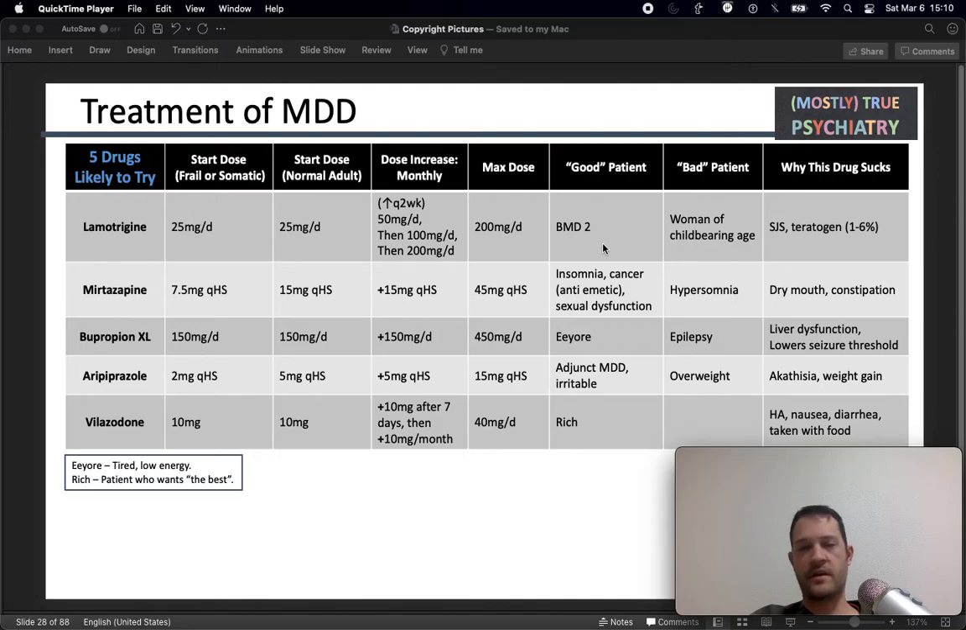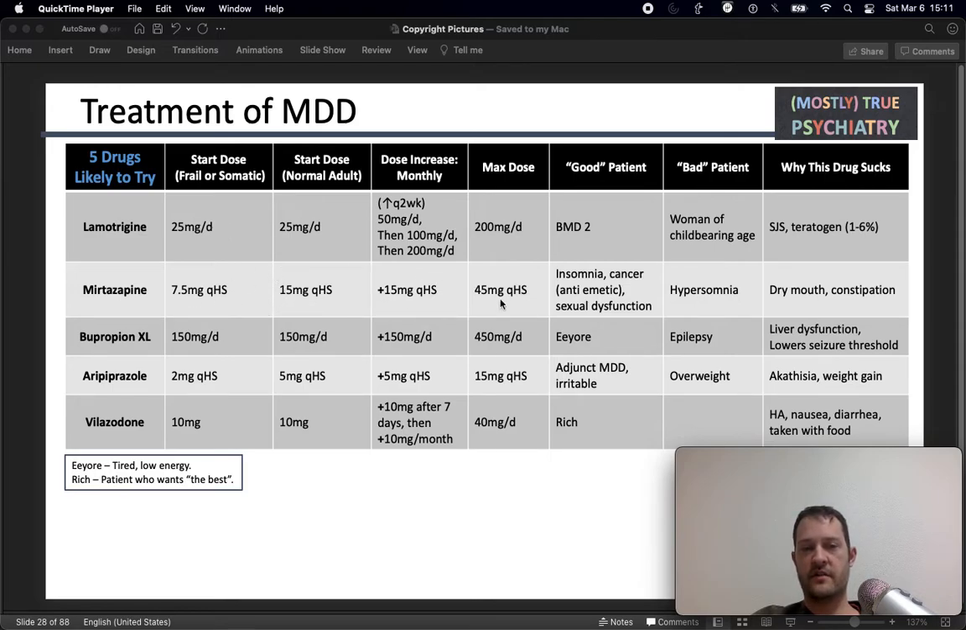You can give it as monotherapy. Otherwise, you can do it as an adjunct. Mirtazapine, basically, you're giving this to a person specifically probably for insomnia. That's really the patient. Like, it's depression with insomnia because the first 15 milligrams is just a sedative. You can give 7.5 milligrams if they're frail or somatic. Otherwise, everybody gets 15 milligrams.